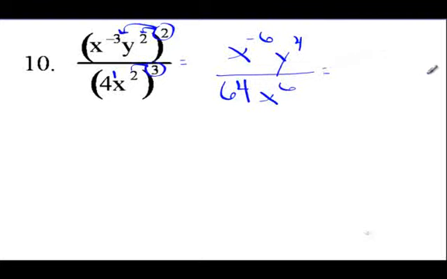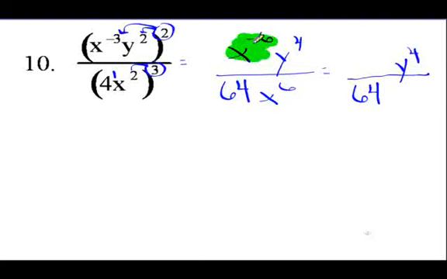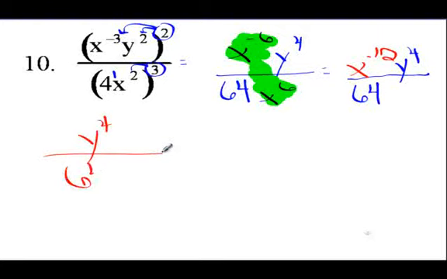Alright, everything that's going to stay put is my 64, my y to the 4th, and then what's going to happen here? I have x to the negative 6th divided by x to the 6th. So negative 6 minus 6 is x to the negative 12th. Well, if that's a negative 12, I need to move that as well. So we'll have y to the 4th over 64x to the 12th.